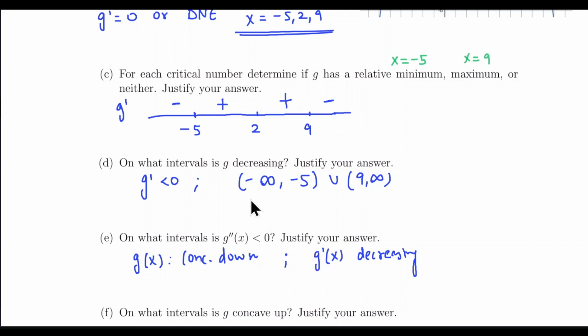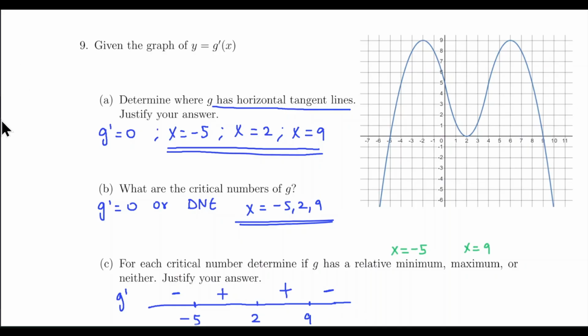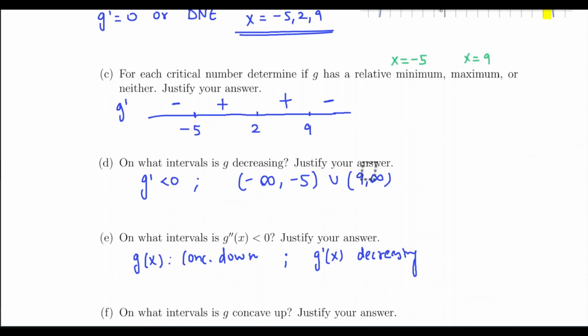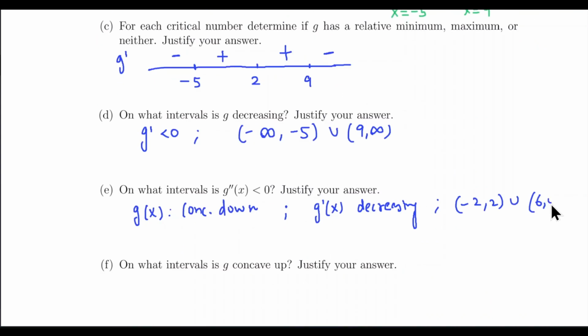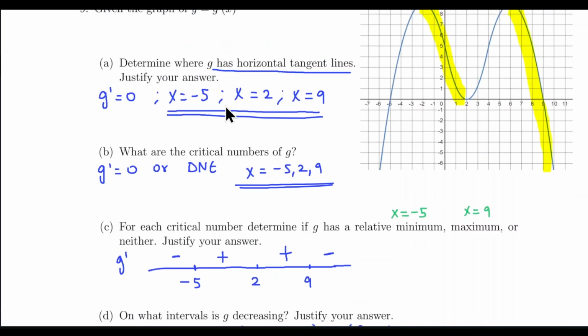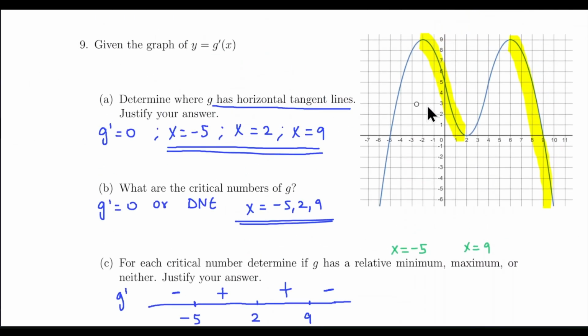This is helpful because we are given the graph of G prime of x. So all I have to find is where it is decreasing. It is decreasing from here to here and here to here. So the answer is going to be, I think, -2 to 2. That's the first thing. And the other thing is, I think, 6 to infinity, right? So 6 to infinity. That's the other interval where it is decreasing.